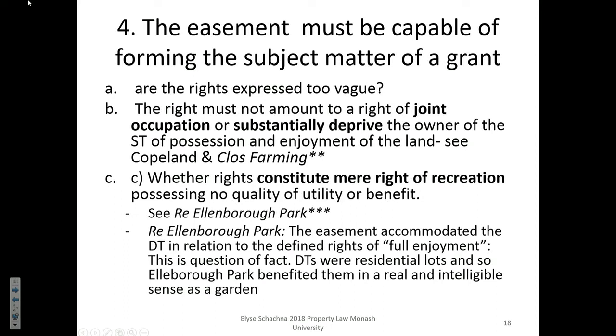The second thing is the right must not amount to a right of joint occupation or substantially deprive the owner of the ST of possession and enjoyment of the land. What do I mean by that? We can see that from Copeland and Clos Farming. So you can see here that we've got 2 asterisks.